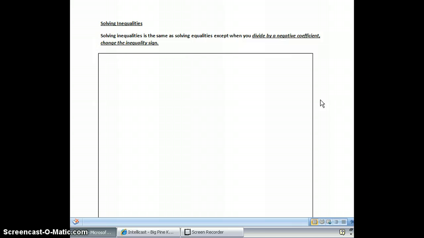Solving inequalities are very similar to solving equalities. Remember the equations we had that were like 2x plus 1 equals 5 and you solved for x. Here you just have a greater than or less than or greater than or equal to, less than or equal to sign. The only difference is when you divide by a negative coefficient, you change the inequality sign.